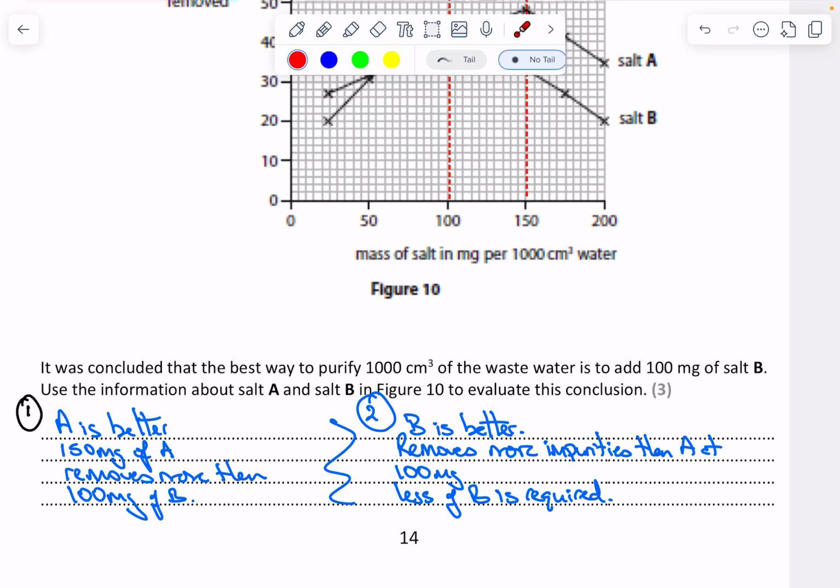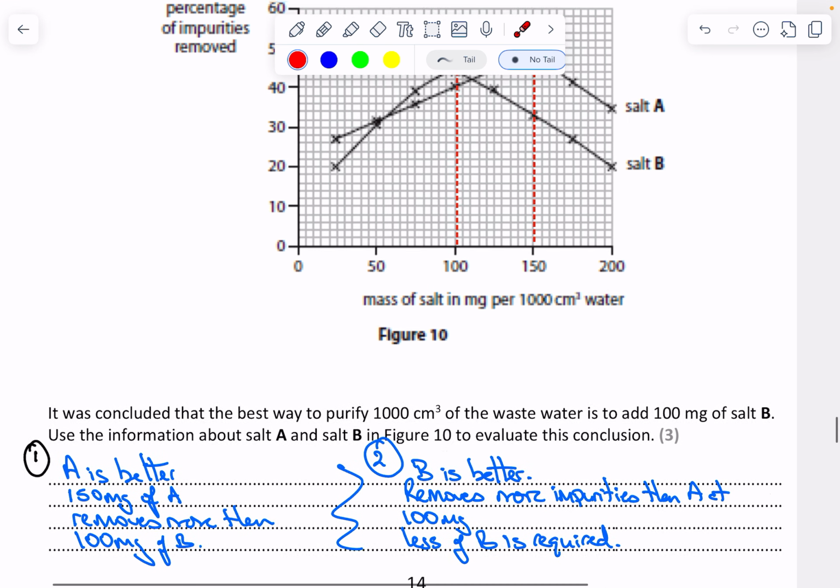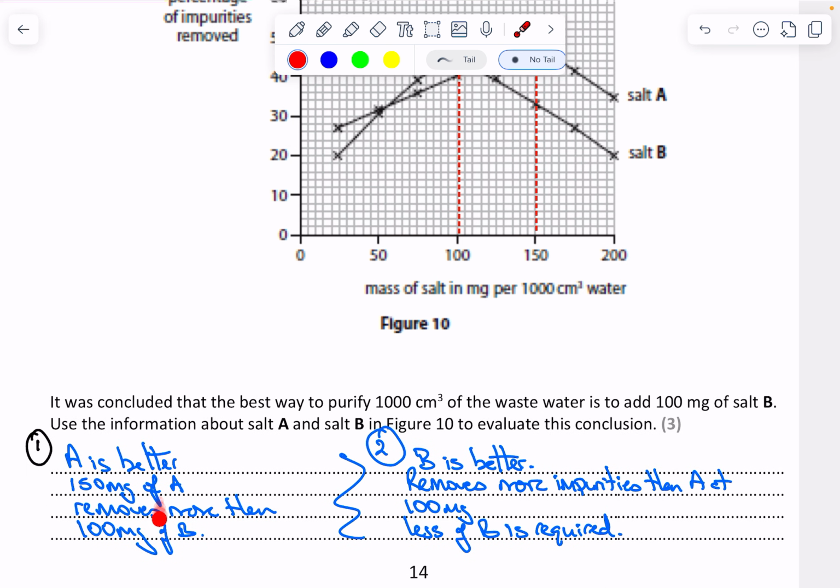Answer 1, I'm actually arguing that A is better, because if we look at A, if we get to 150 milligrams, we're actually removing more impurity than B is removing here. So 150 milligrams of A removes more impurity, and therefore A is a better salt to use. That's what we've got here.